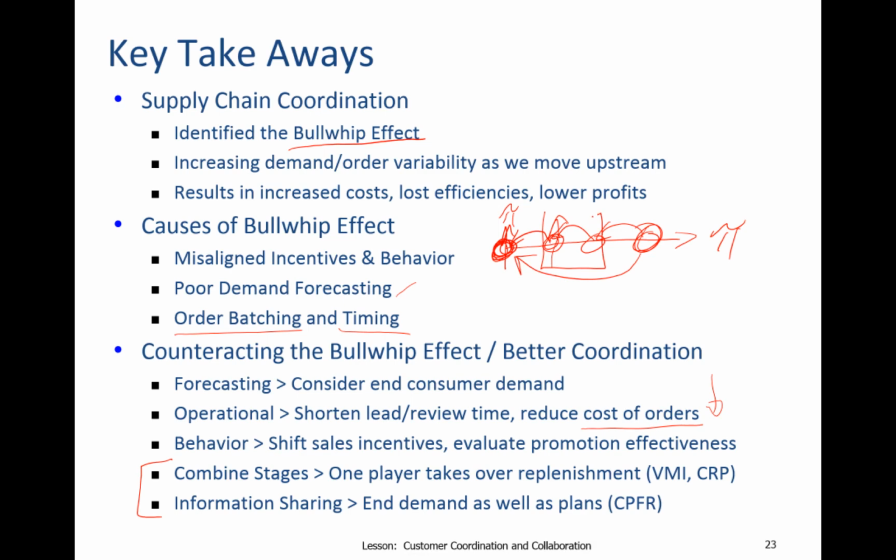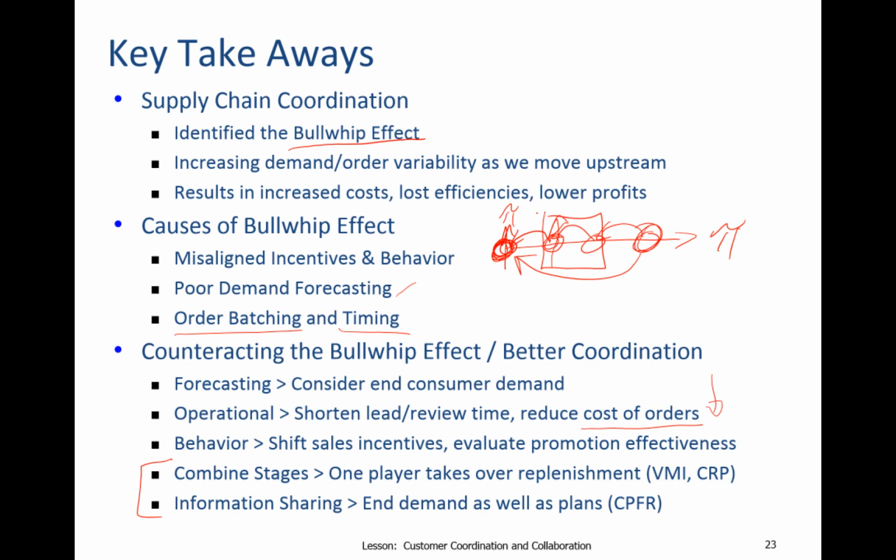This is where one of the players in the supply chain takes over or manages the inventory of the next player. So this typically happens in retail, where a manufacturer will take over the replenishment and the inventory management of a category of product. And so this might be where a manufacturer of frozen pizzas takes over the whole space in the retail store for ordering that, and they determine when to order, how much to order, and they get paid when the retailer sells it through.